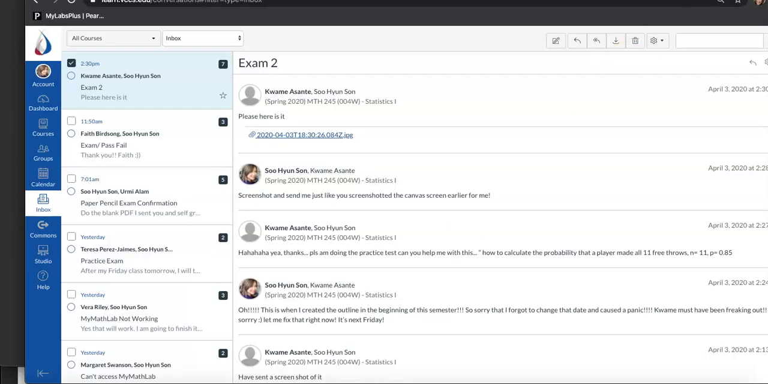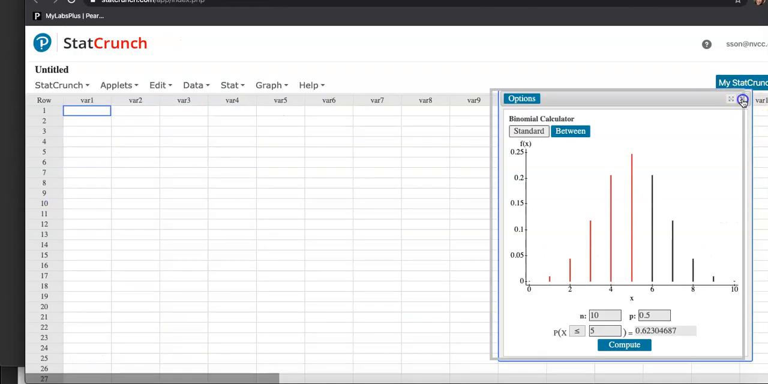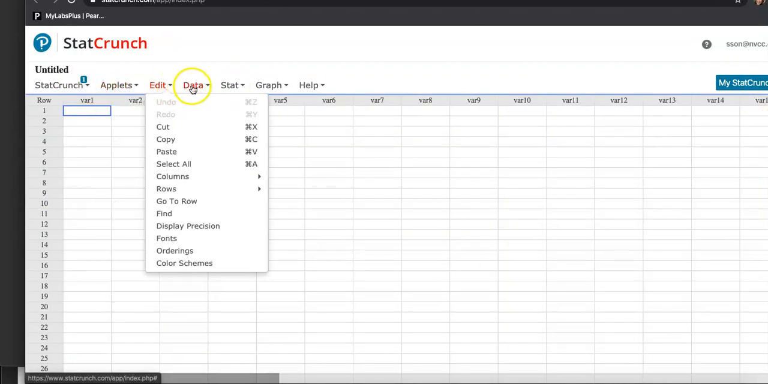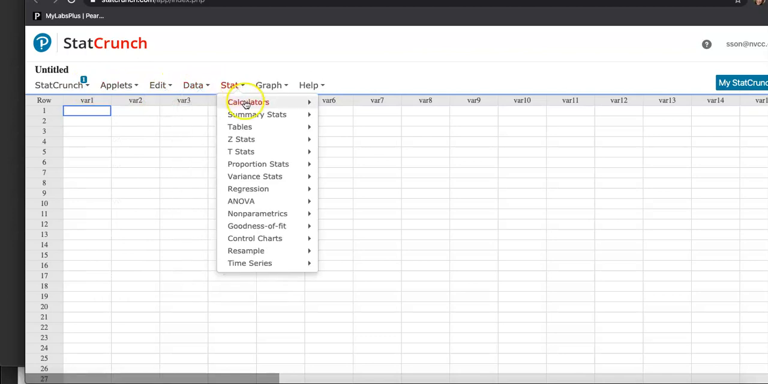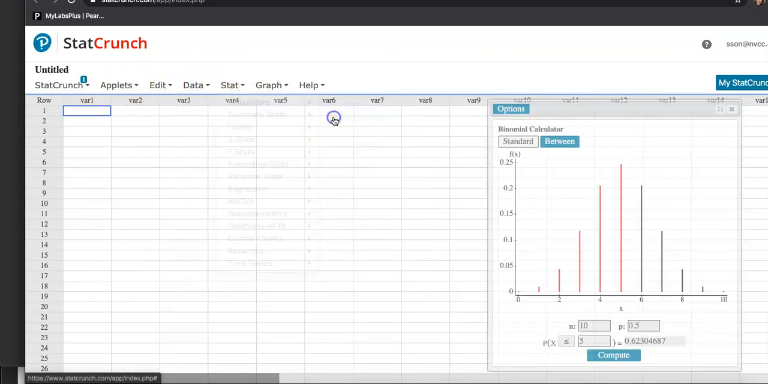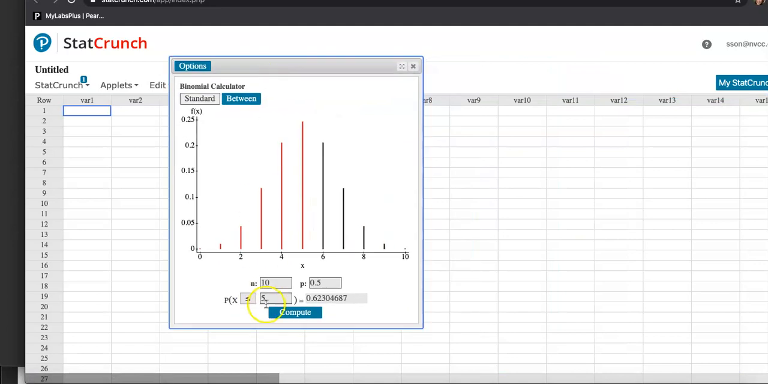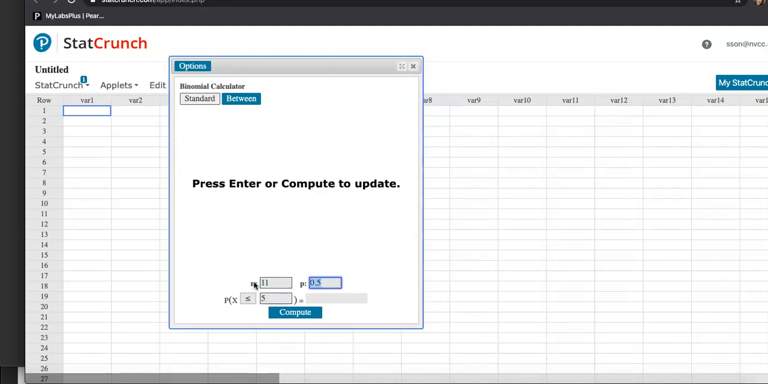So I'm going to go to StatCrunch, and I'll close this a little bit, and then just start from the beginning. Go to Stat, Calculator, and go to Binomial. Remember, you identify that your n is 11 and your p is 0.85. I think a lot of us will get a different number because you know how they randomly generate these numbers, but you want to enter the number of free throws as 11, and then p is the chance of success, 0.85. And the first one was exactly what?